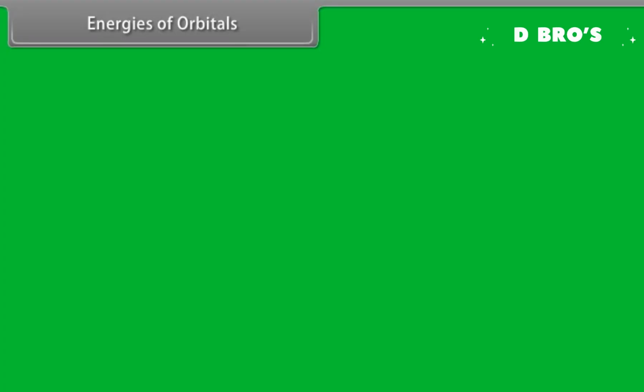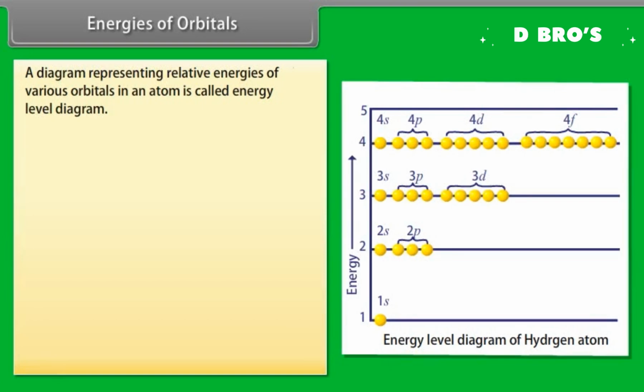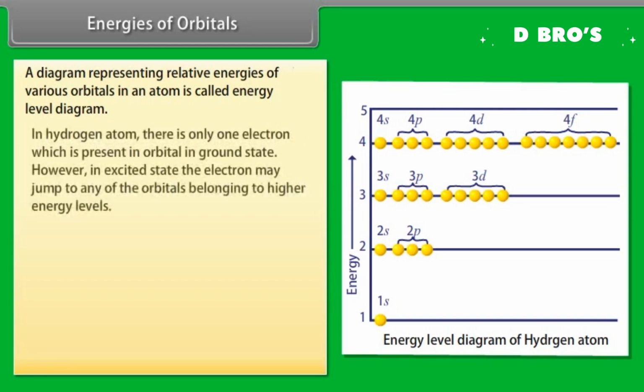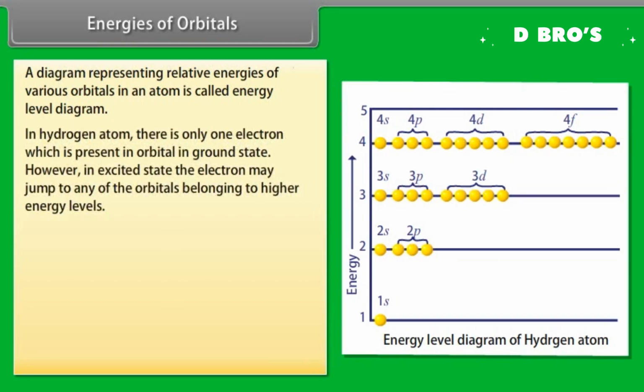Energies of orbitals. A diagram representing relative energies of various orbitals in an atom is called an energy level diagram. In a hydrogen atom, there is only one electron which is present in the 1s orbital in the ground state. However, in the excited state, the electron may jump to any of the orbitals belonging to higher energy levels.